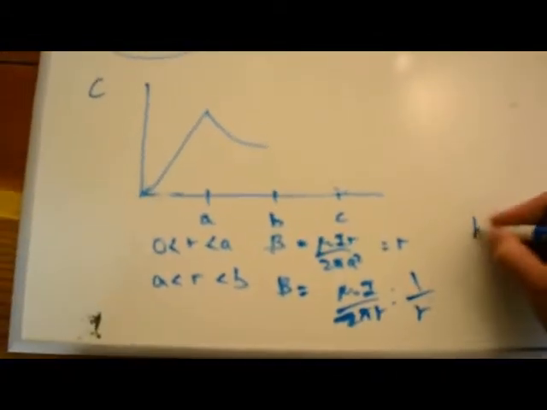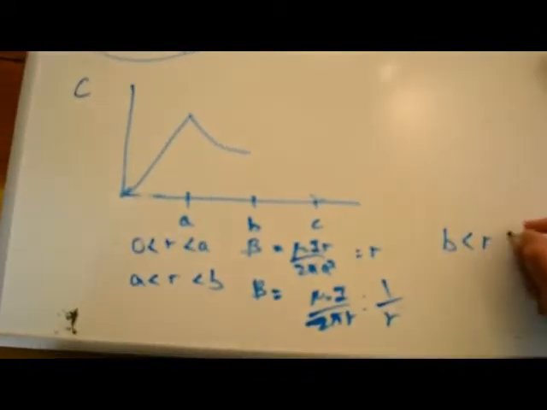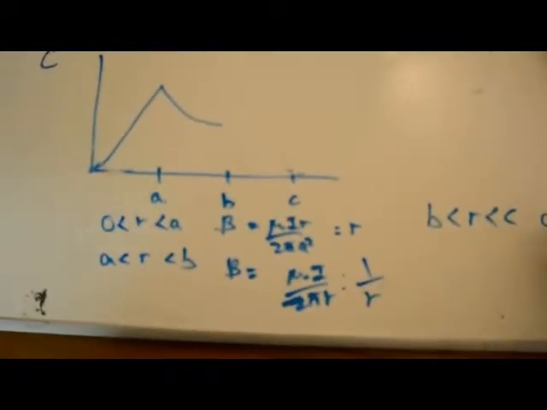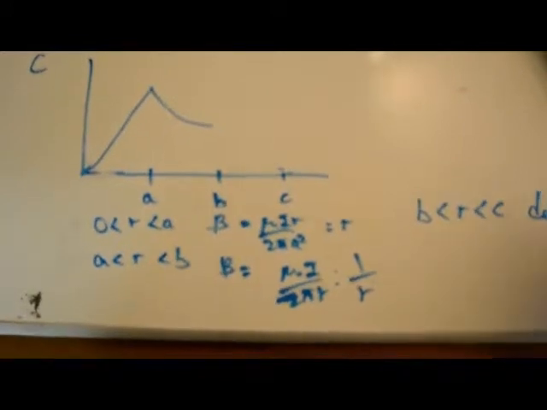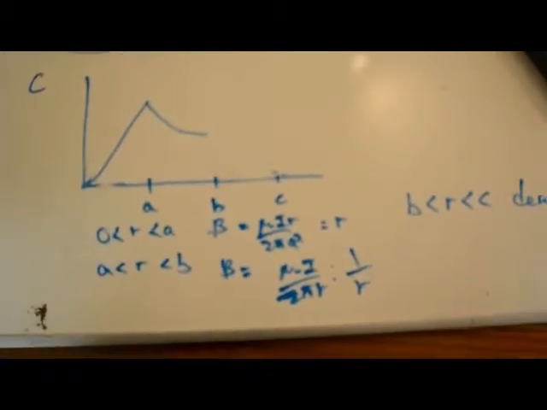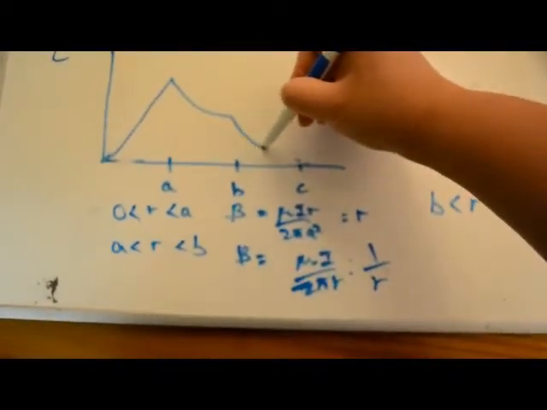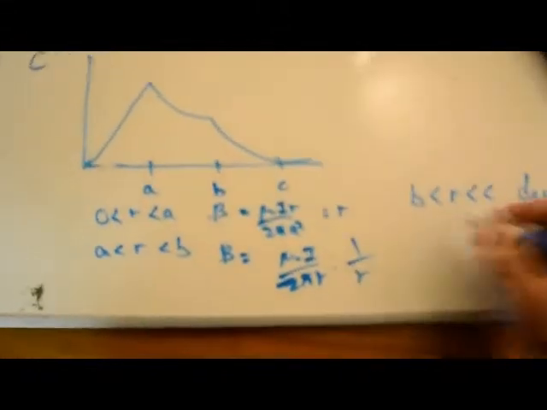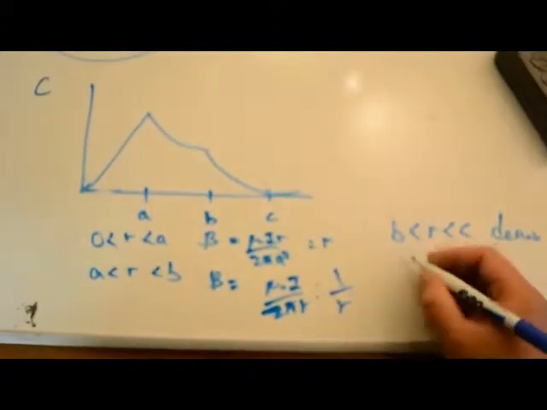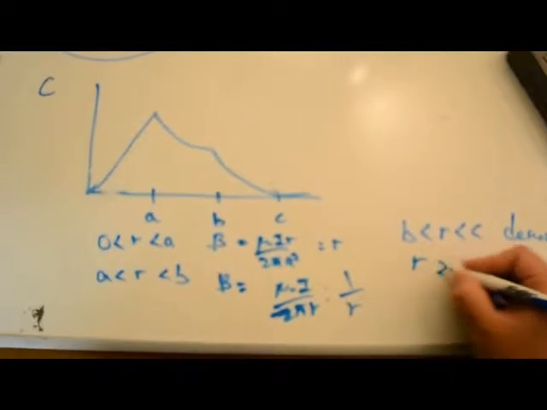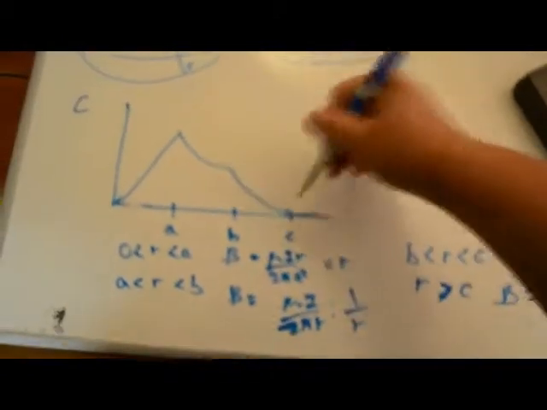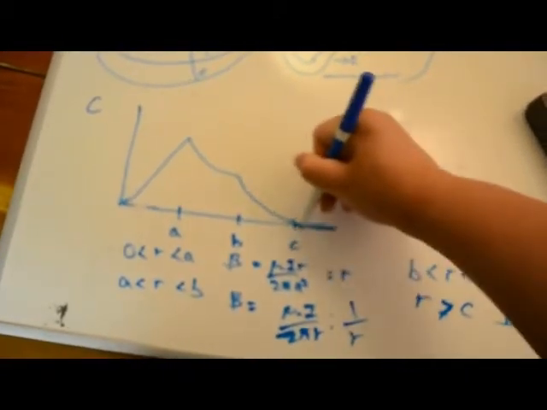Now from B to C, the line continues to decrease, but this time at a steeper rate because the I net enclosed is decreasing and the radius is increasing, so an even steeper line. Now from part B we figured out that when the radius is greater than C, the magnetic field is equal to 0, so it's just 0.